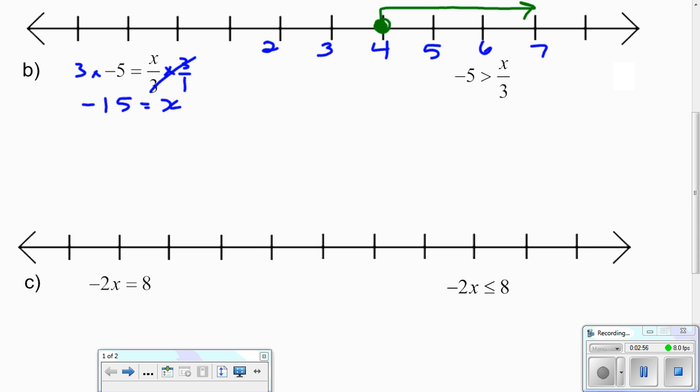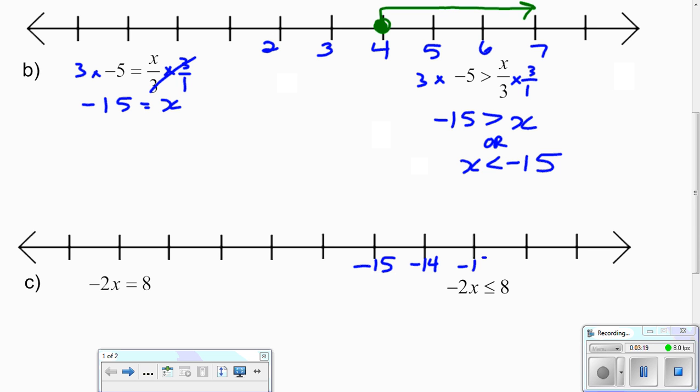Looking at the inequality, again, we're going to do the same thing. So if x is being divided by 3, we're going to times both sides by 3. So that means x must be less than negative 15, or negative 15 must be greater than x. Okay, so again, my boundary point, somewhere near the middle, negative 15, negative 14.